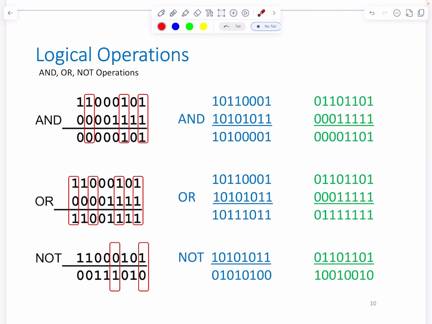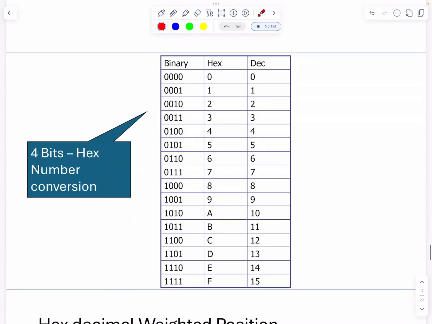Likewise, in the case of OR, if anywhere it is true, right? Here it is true, true. This is the only case. This is one of the cases, like false or false, it is false. Again, false or false, it is false. 0 or 0, it is 0.